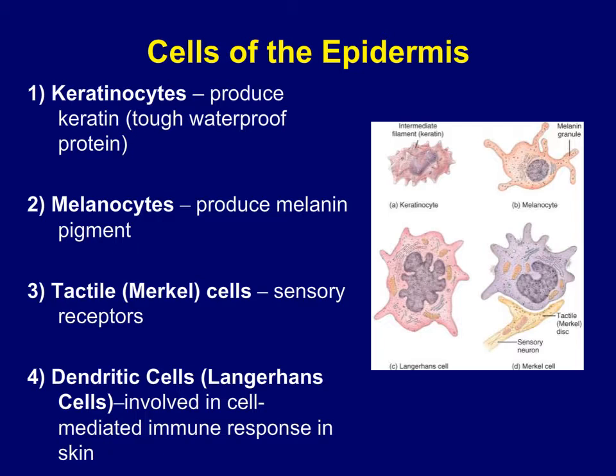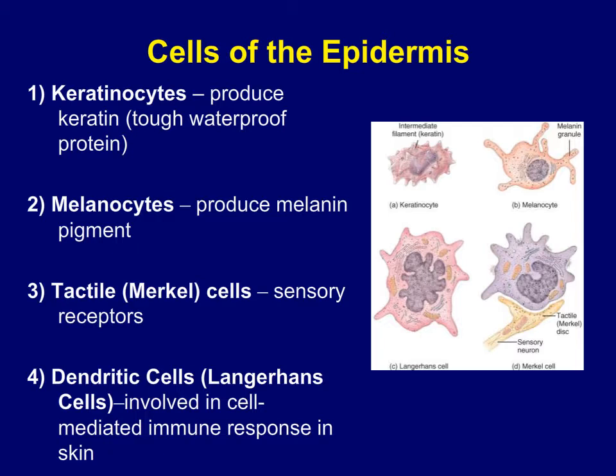The third cell is something called a tactile cell or Merkel cell. And Merkel cells have a sensory receptor function. That is, they're located very close to a sensory neuron, and they transduce information on things like pressure and vibration into nerve impulses which are carried away by sensory neurons towards the spinal cord.